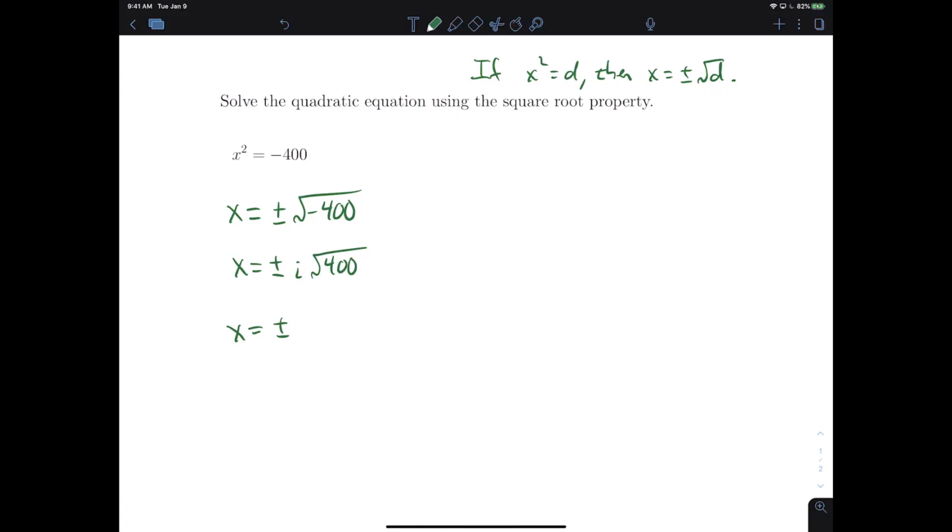Now you could do i times 20, but it's best to do 20i. And this plus or minus is telling us that there are, in fact, two different solutions. One of negative 20i and one of positive 20i.